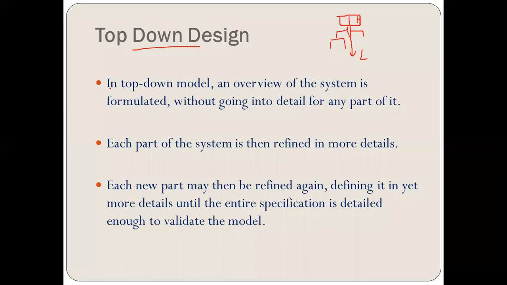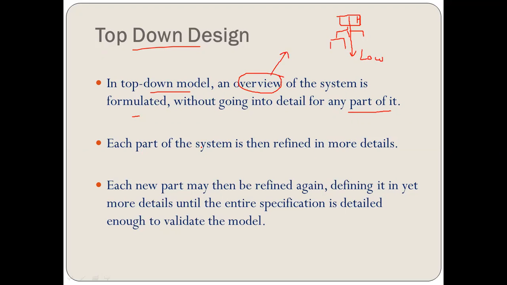Let's see how it defines. In the top-down model, an overview of the system is formulated without going into detail for any part of it. That means we are not going to consider the detail factors. We are not going to consider the low-level details of modules, but we are going to work on the overview of the system. We are going to formulate it.